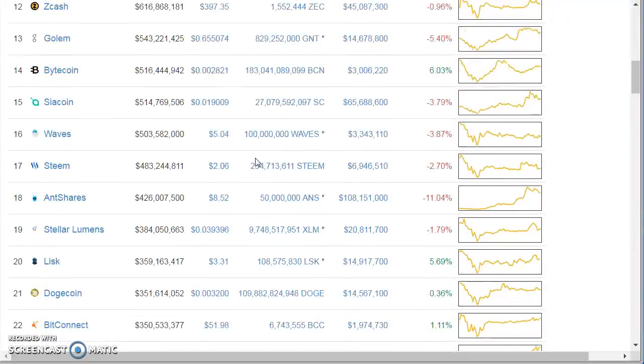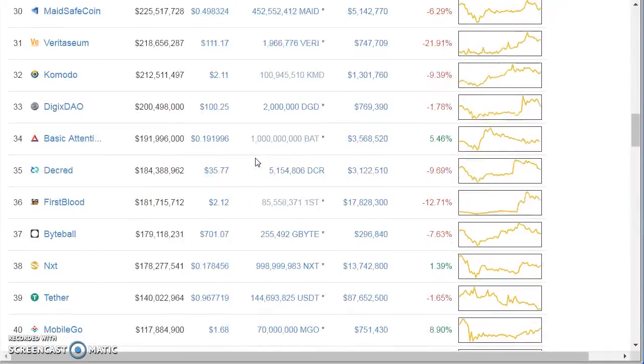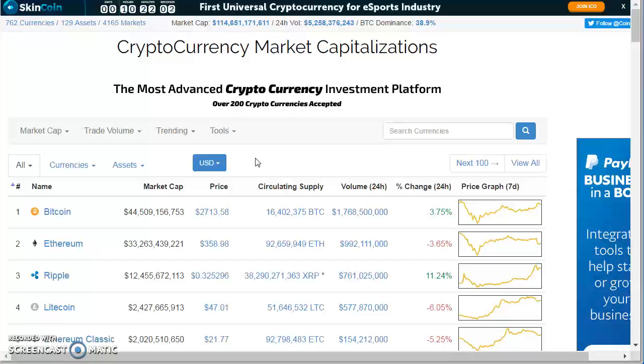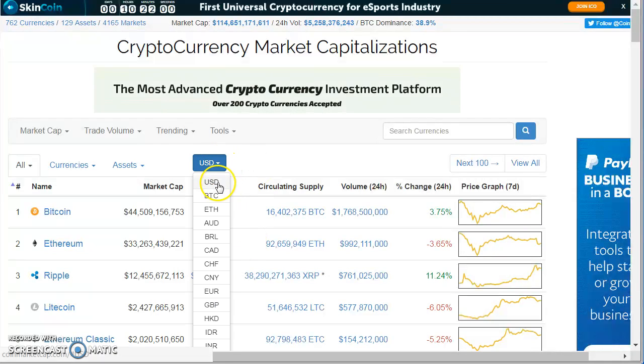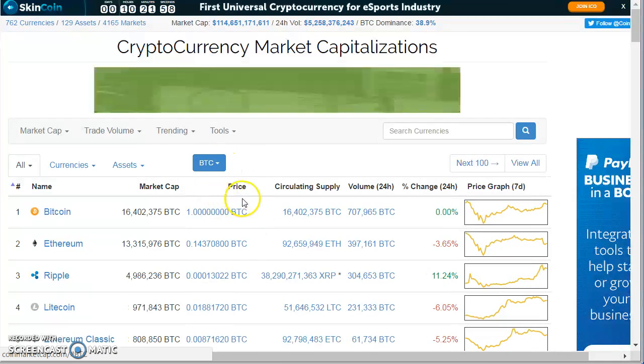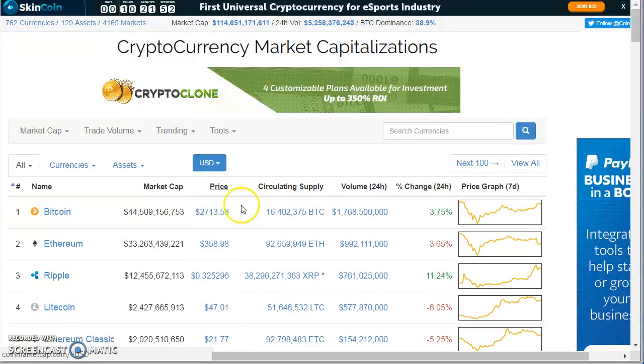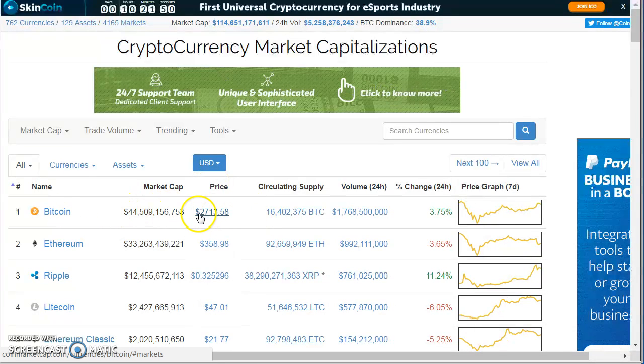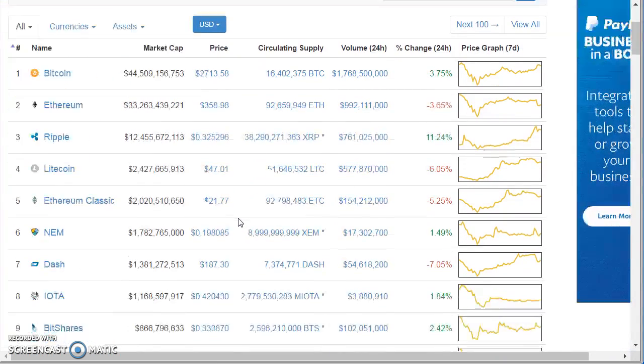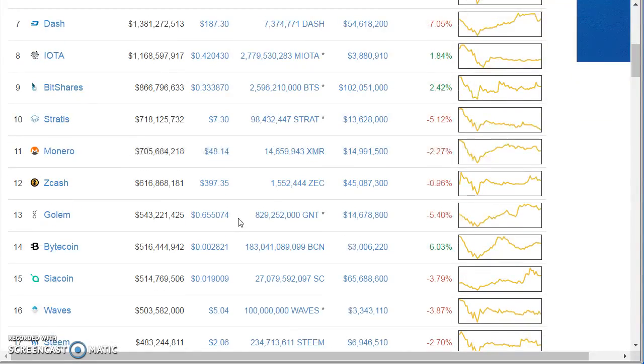So you can come here and you look at any of these cryptocurrencies here, and you can see what they're trading for. And they're currently denominated in USD. If I wanted to see these denominated in Bitcoin price, then you can see one Bitcoin is worth, whereas that Bitcoin is equivalent to $2,713.58. Okay, so these are just the other coins here.